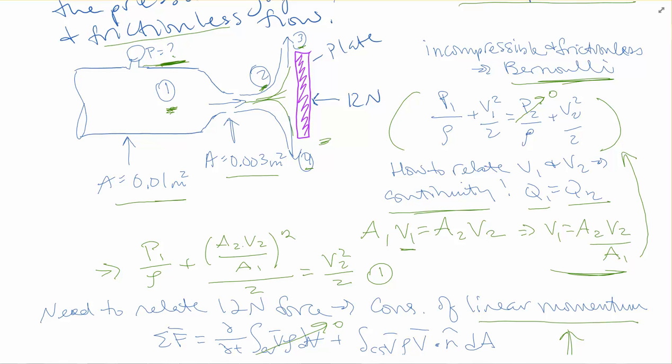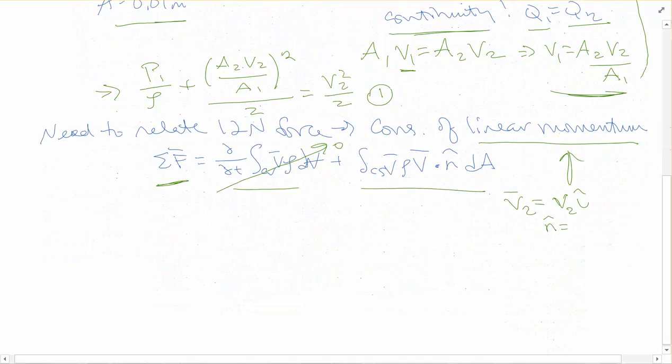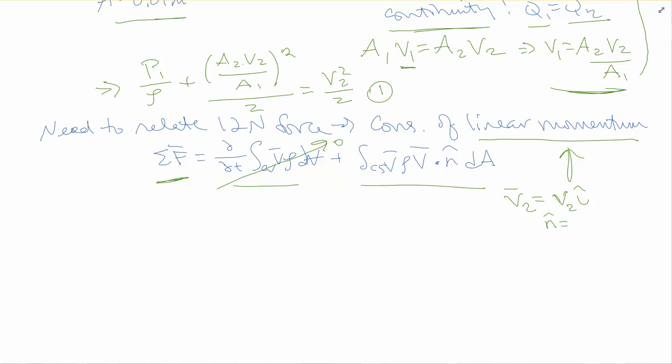So if we make our control volume something that looks like this, then that would mean that our n is going to go out like that. Okay, so n for section 2 is going to be negative i, right?